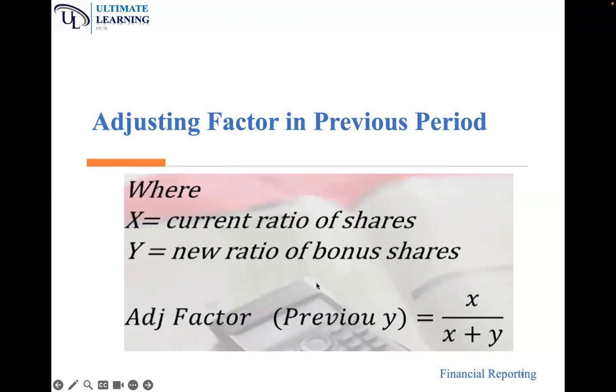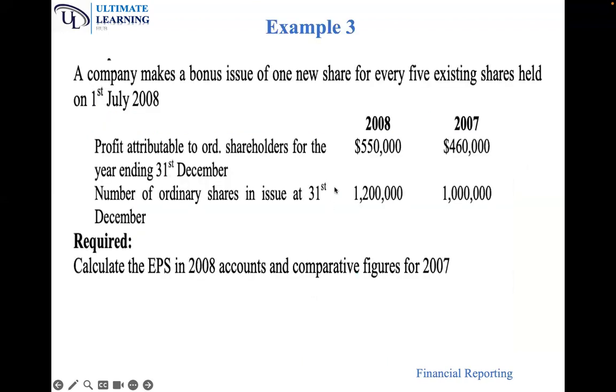So let's also have a look at an example. We are continuing. A company makes a bonus issue of 1 new share for every 5 existing shares held on 1st July 2008. So 1 for every 5. So 5 will be the X and Y will be 1, because it's a ratio of 1 for every 5. And they were issued on 1st July 2008.